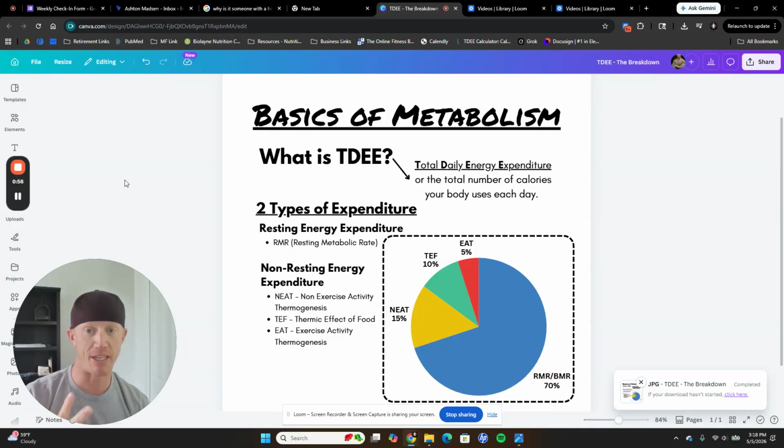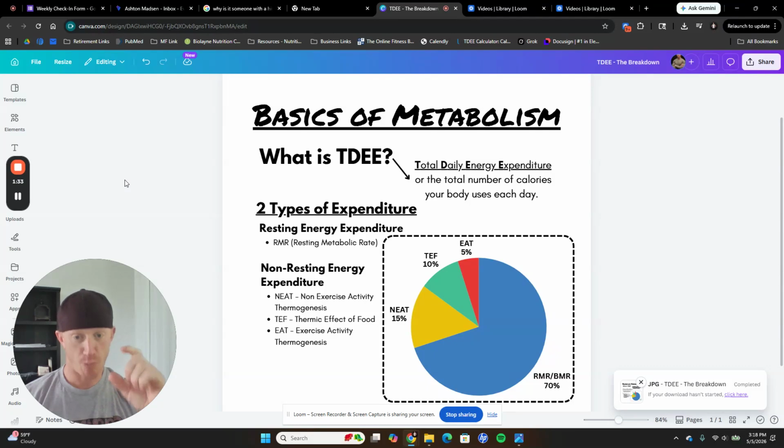So there's two types of expenditure. The first one makes up the biggest portion of this pie chart, and it is RMR or BMR, resting metabolic rate or basal metabolic rate. Same thing. This one is what is required for your body to stay alive on a daily basis. If somebody were to just simply wake up, not move a muscle all day long and just lay in bed, this is the amount of energy, the amount of calories that would be necessary for them to just continue to exist.